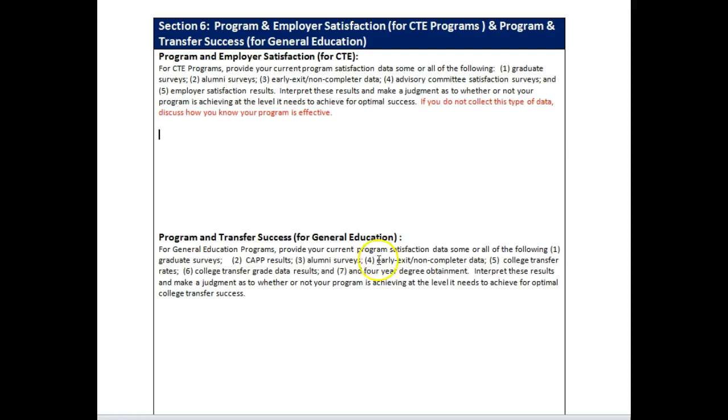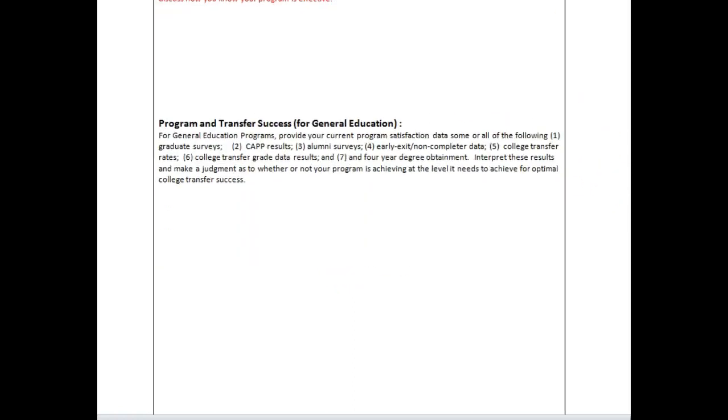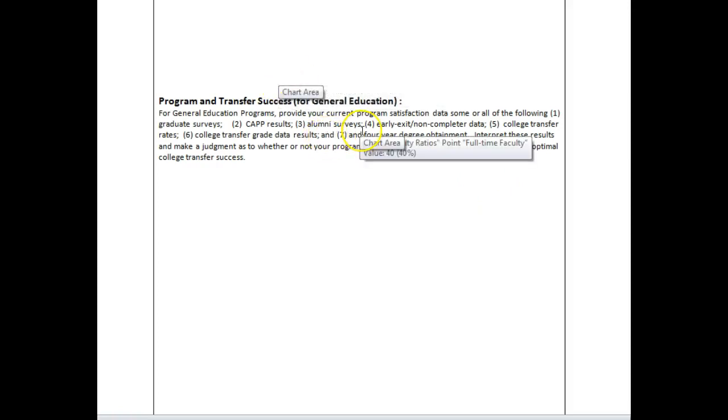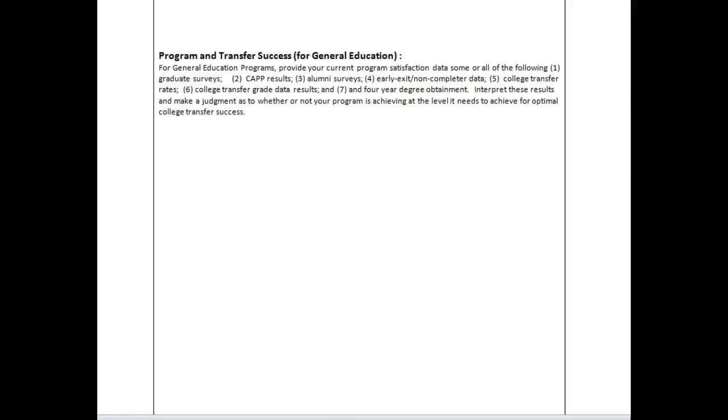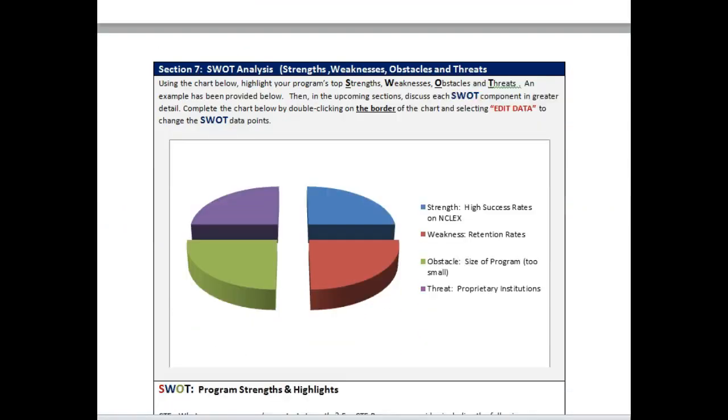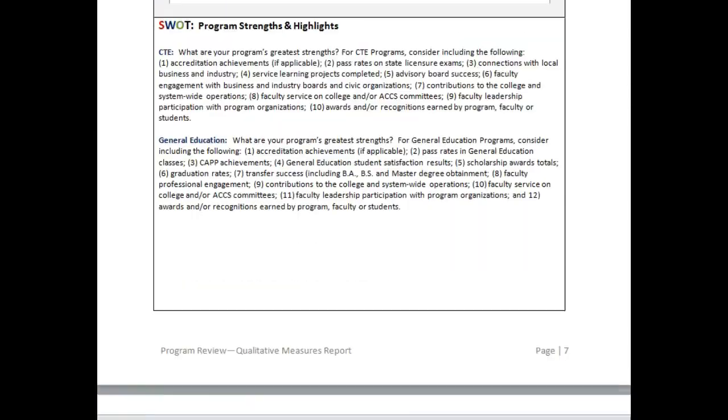The same is true for transfer success, the CAP results, alumni service, the same kind of thing is reported here. And again, if you're missing something, you can skip it, but make sure it's not something that you could have actually collected. Now, this is my favorite part.